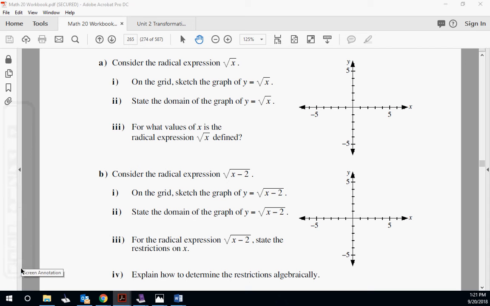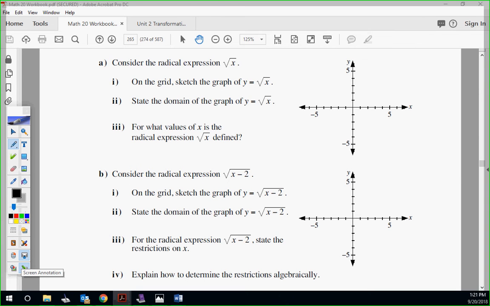On the grid, sketch the graph of y equals square root of x. How do you do that? Well, let's just plug in values. Square root of 0 is 0. Square root of 1 is 1. Square root of 2 is a decimal, square root of 3 is a decimal, square root of 4 is 2, and then it just keeps going like that. I'm just plugging in x values and calculating. But that's roughly what root x looks like.